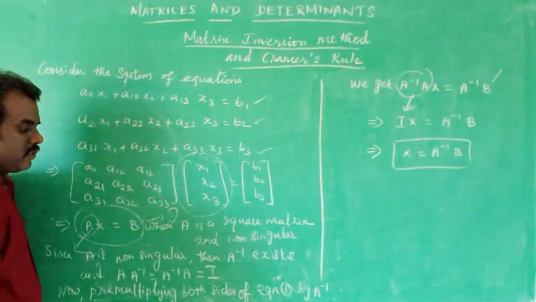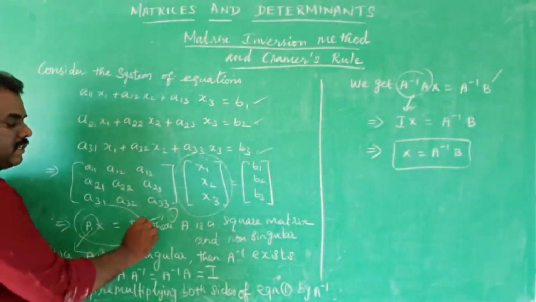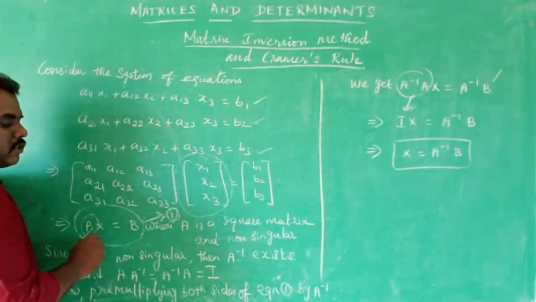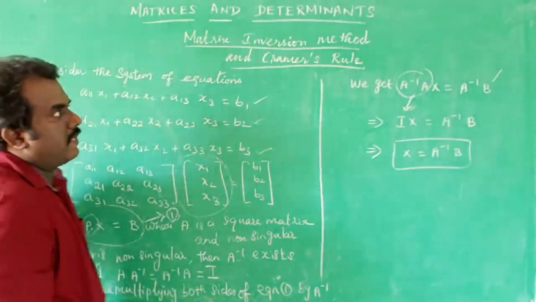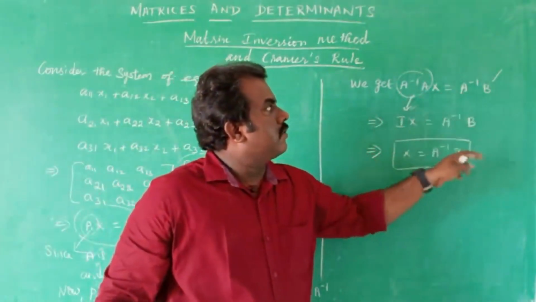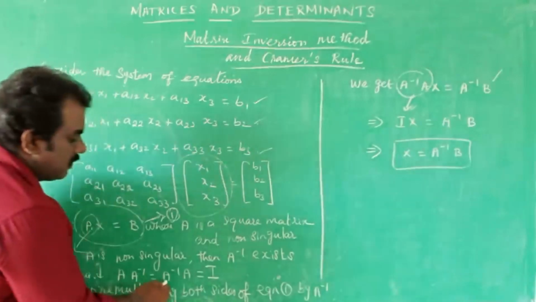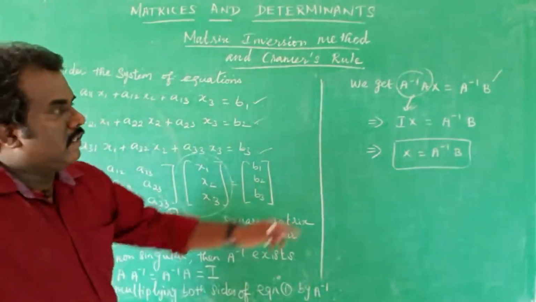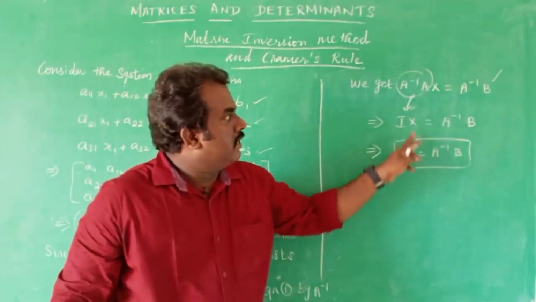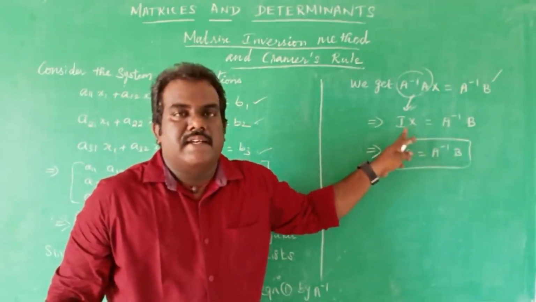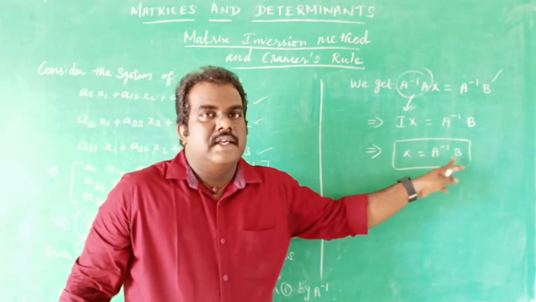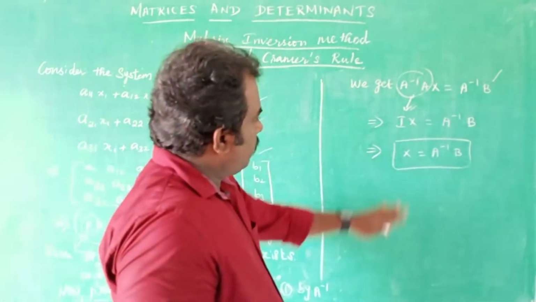Now, this can be taken as equation number 1. Pre-multiplying both sides of equation 1 by A inverse, we get A inverse into A into X is equal to A inverse into B. We know that A inverse into A is equal to identity. So this can be written as identity into X is equal to A inverse into B. Any matrix multiplied with identity gives the same matrix. So this implies X is equal to A inverse into B.